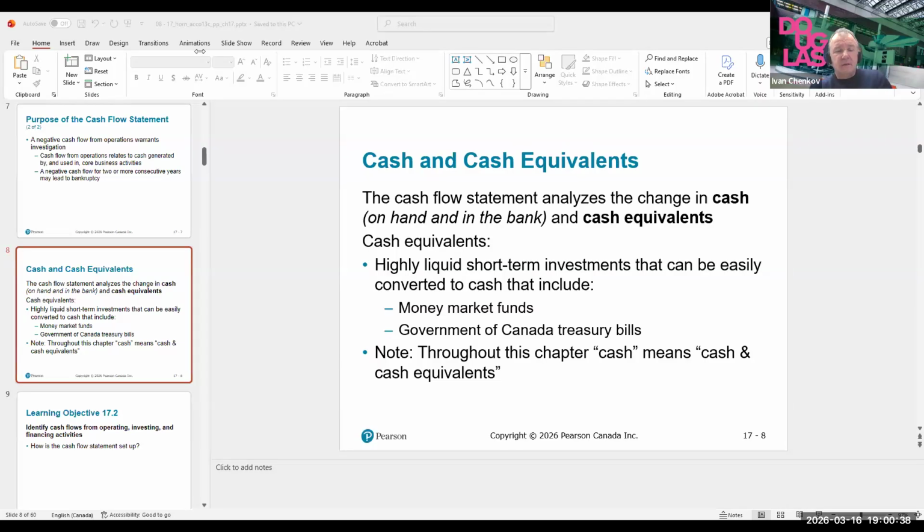Let me see if I can easily get it so you can see it. And you can see actually what's the difference between one and the other, and we can talk about which one is cash, which represents a clear picture of cash, and which is not cash.